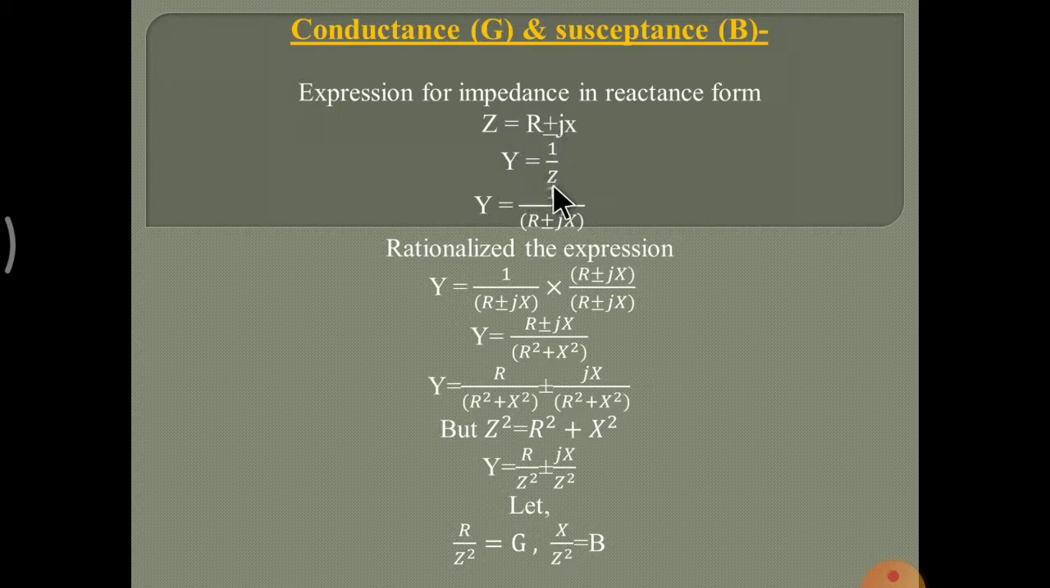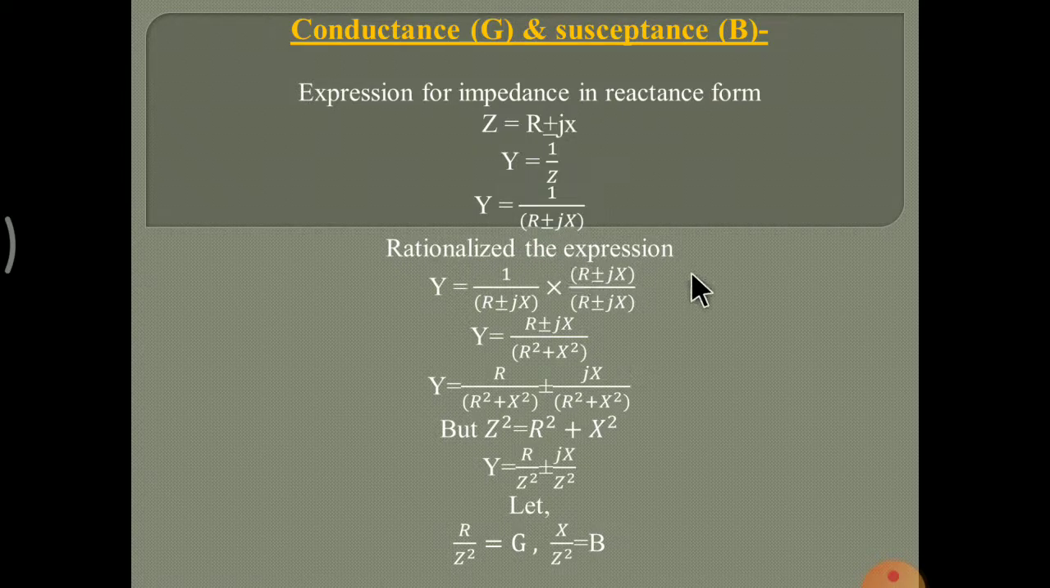Then we know from the before concept that Y is equal to 1 upon Z. Then what is the value of Z? We know this expression, Z is equal to R plus minus jX. So this value of Z is put in this equation in place of Z. Then Y is equal to 1 upon R plus minus jX.